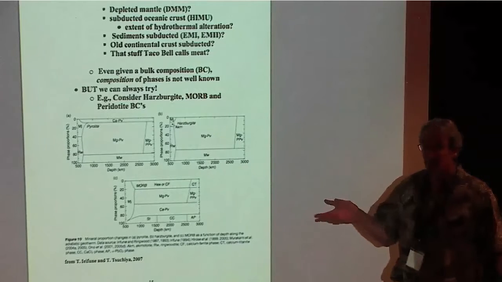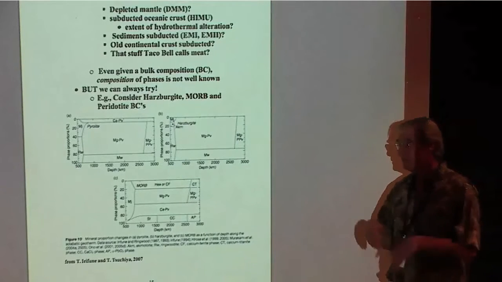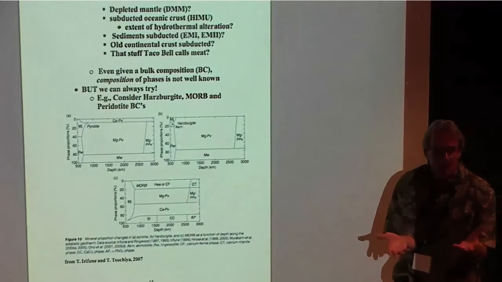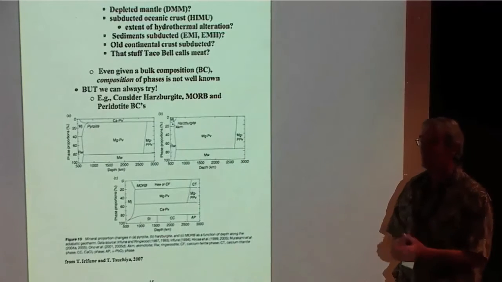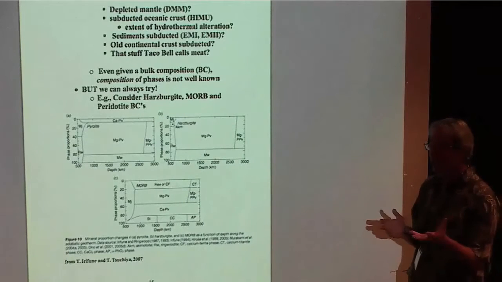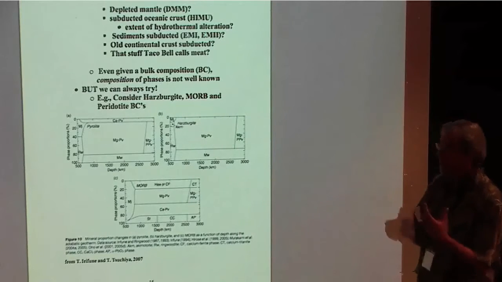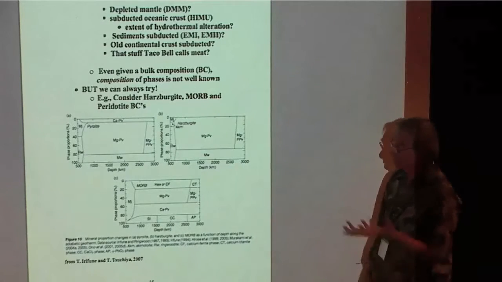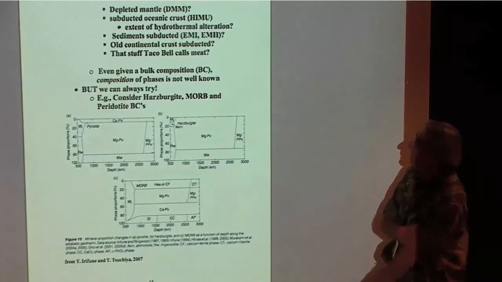Is this the key to the ultra-low velocity zone? Is this the key to the low shear wave velocity provinces? And this is the essence of this whole conference here, right? What are those things? What are those tomographic anomalies? Slowness? What do they represent? Could it be compositional? I mean, I don't know. Maybe it is Taco Bell meat down there, which would actually be a good place for that stuff.